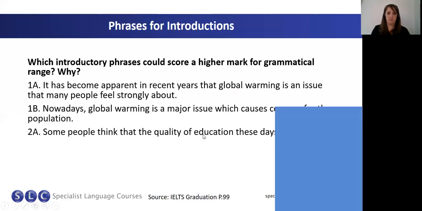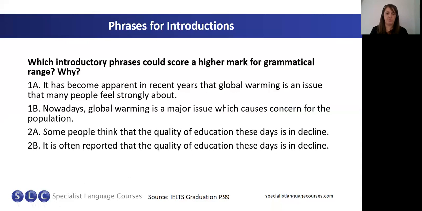So 2A and 2B. Which sentence do you think is likely to score a higher mark for grammatical range, and why? 2A or 2B? Write your ideas into the chat box.